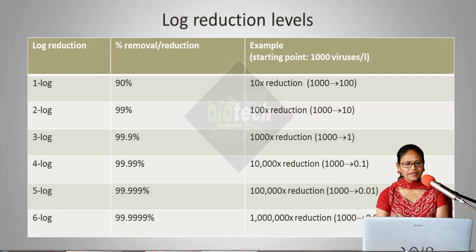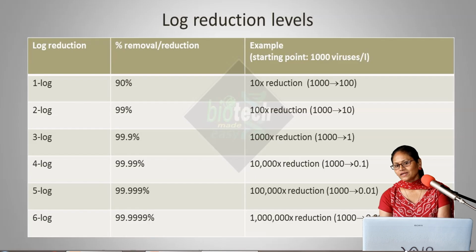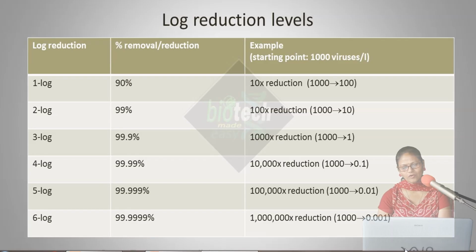When we say 2 log, in percentage it is 99% reduction, or 100x reduction, 100-fold reduction has taken place. So that means if initially there were 1000 viruses, how many are remaining? 10 are remaining. To calculate, you can just cut 2 zeros because it is 100-fold. So that's how 10 are still there. For 3 log, it is 99.9%, and it is known as a 1000x reduction. Here you can say that out of 1000 viruses, 1 is still left. And similarly, you can go for 4 log, 5 log, and 6 log.